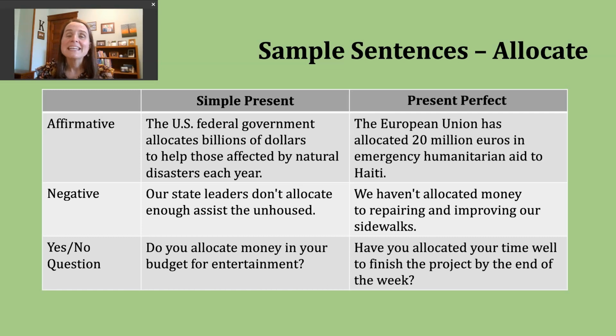Okay. Now let's talk about making a yes or no question in the simple present. To do this, start with do or does, then you're going to have your subject, and then the base verb. So again, no S in my yes or no question. The only time I'm doing that is in the affirmative when my subject is he, she, or it. Let's take a look at our last simple present example. Do you allocate money in your budget for entertainment?